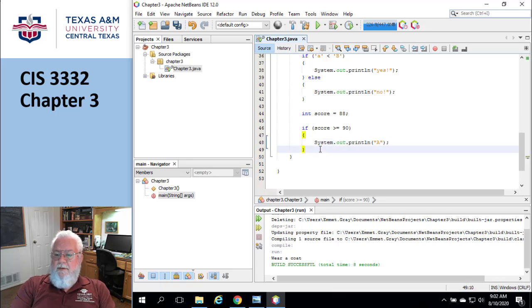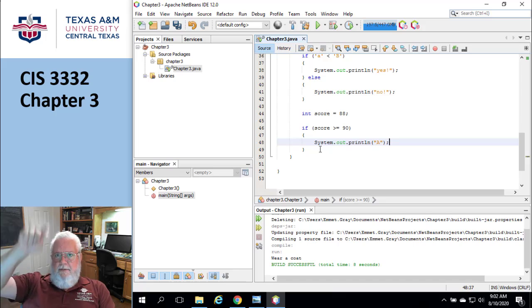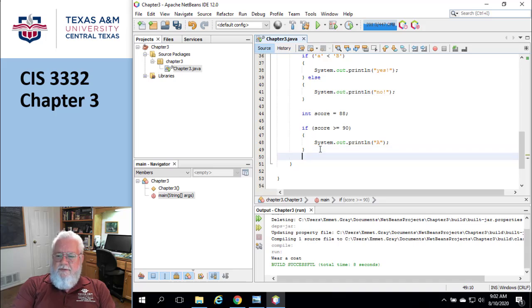And then I could keep going, right? I could just say, well, else, if, then keep an indentation. Except I'm going to do it all in one line. It just makes it a little easier. So I'm going to say else, if, like this.